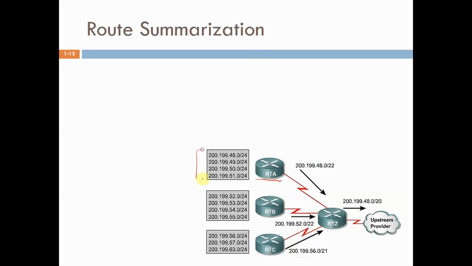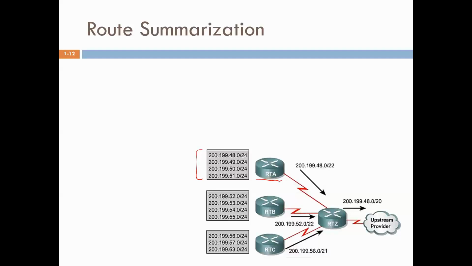So router A should announce 200.199.48.0/24, .49.0/24, .50.0/24, and .51.0/24. These four networks should be announced by router A. And it is fine if router A makes these four individual announcements. But using route summarization, router A can make one announcement instead of four.